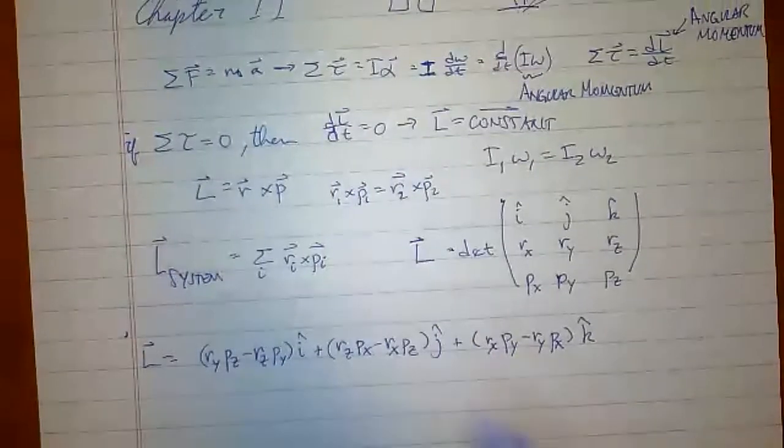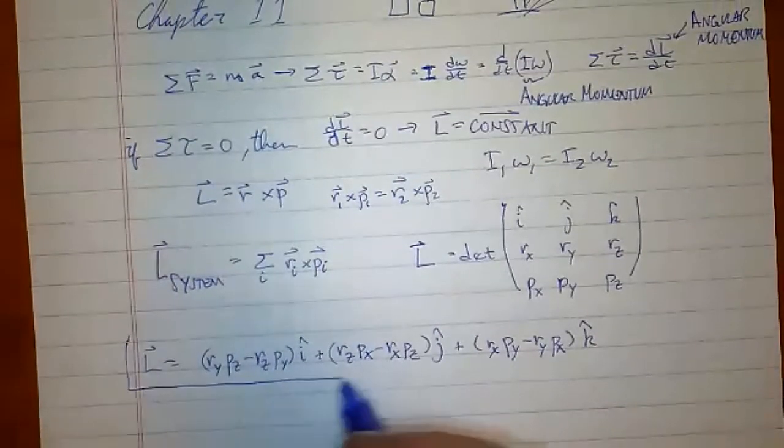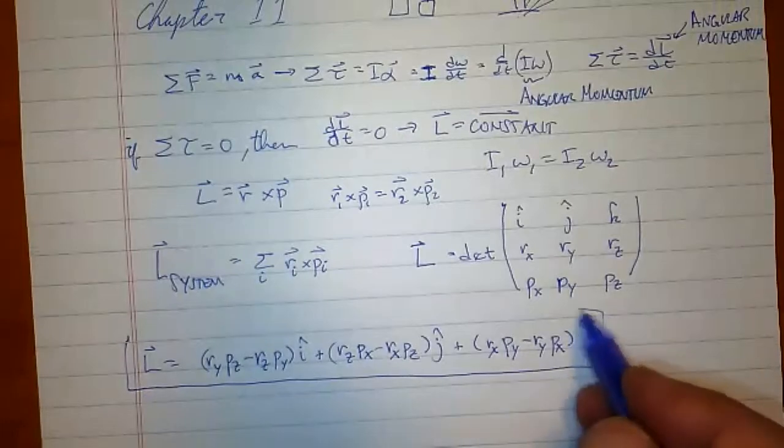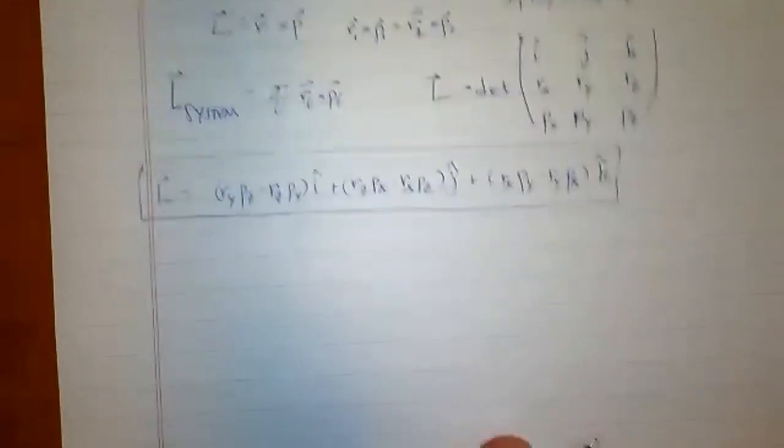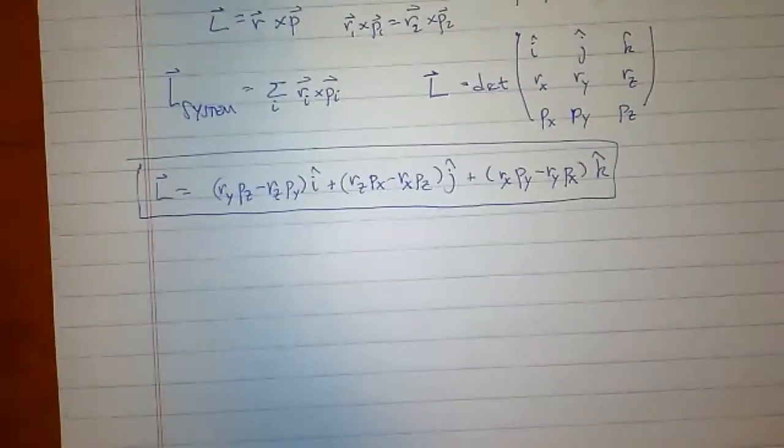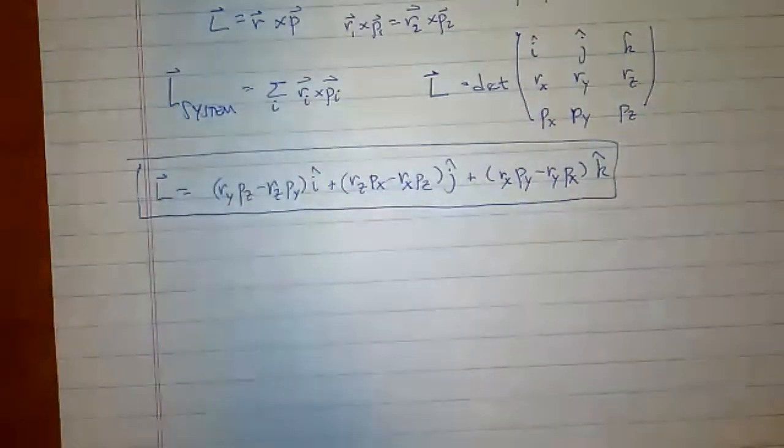In fact, this is one of the problems that your book has. I think your book has a problem like it, I should say, at the end of the chapter. So that's a common example of what you should be able to do. Given any vector Rx, Ry, Rz, and any momentum vector Px, Py, Pz, you should be able to write out the angular momentum in vector form this way.